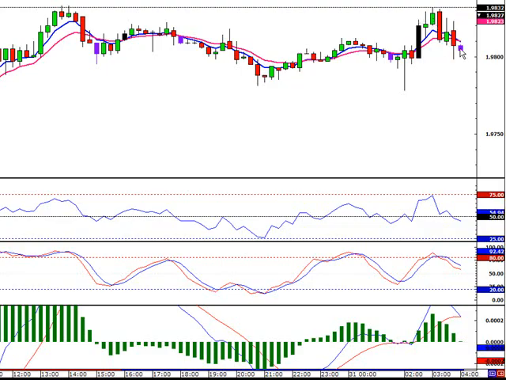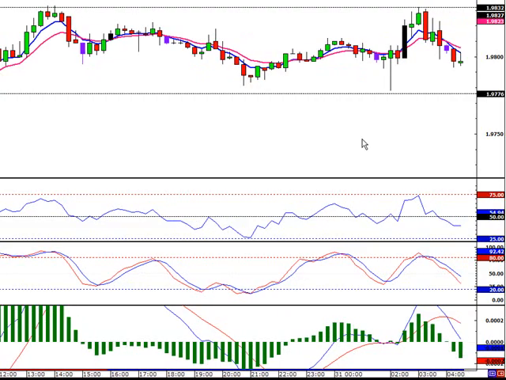So all we do is subtract 28 from our entry, which is 98.04, and we come up with a target of 97.76. So I'll just go ahead and put our target right here, 97.76, and now we're in the trade, and so now we can just go forward.